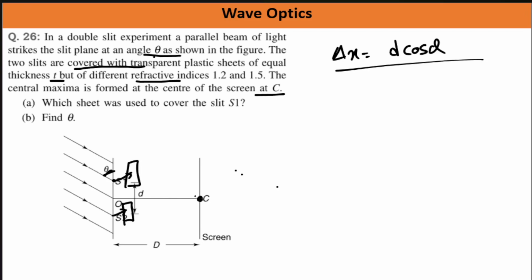So central maxima C position पे ही बन रहा है. So for that, first of all, we have to figure out which seat was used to cover the slit S1. तो आप ध्यान से देखो, जैसे यहाँ पे लाइट आ रही है, ठीक है? इस स्लिट की बात कर लो. So यहाँ से जो लाइट आई ऐसे, and from here light is coming this way.